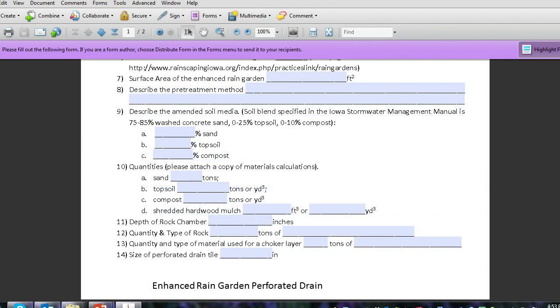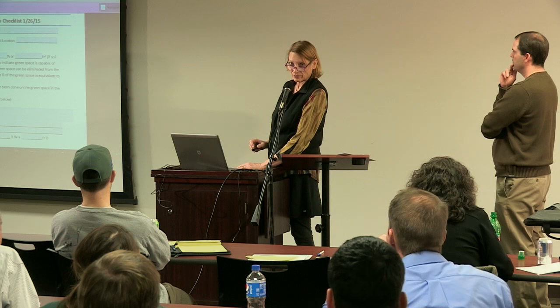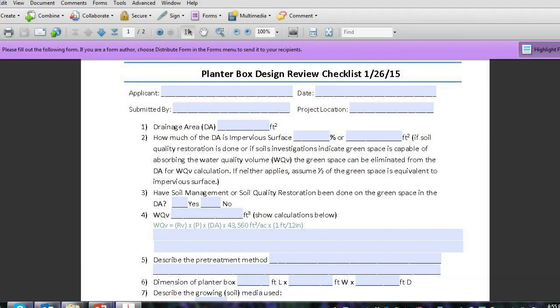Planter box design. Have any of you ever been involved in planter boxes? We typically use these in ultra-urban areas where you have limited green space. Anyone any experience? Okay, Amy has some experience. Yes.